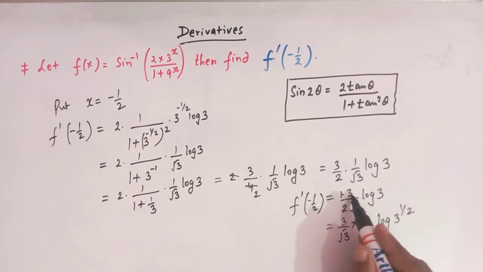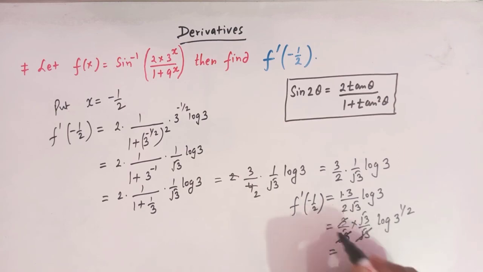So we can rationalize 3 over root 3 by root 3, right? So this is 3 root 3, and this is root 3 times root 3 is 3, so these two get cancelled, so we are left with root 3 times log of root 3, right? So this value can also be taken as the final answer.